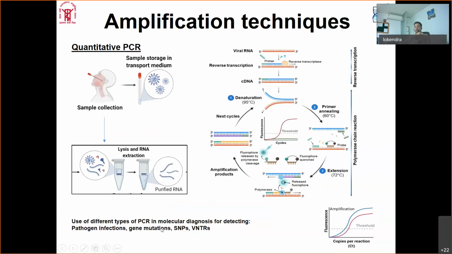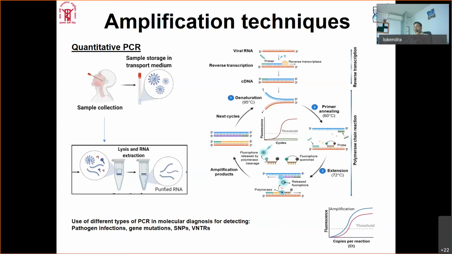Again, if there is any mutation in the gene, whether it will overexpress or down regulate, specific probes can be designed to find such changes. Similarly, single nucleotide polymorphisms or variable number of tandem repeats can also be identified, or quantitated exactly, by using the quantitative PCR method. So this is one example of an amplification technique. So PCR, quantitative PCR, and RT-qPCR, which is reverse transcribed quantitative PCR.